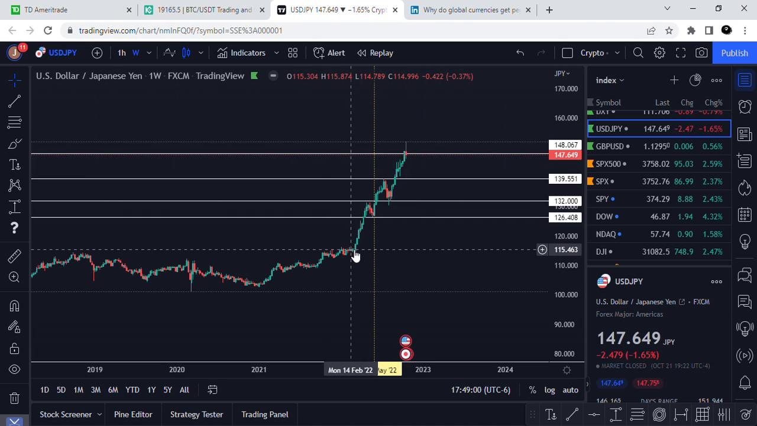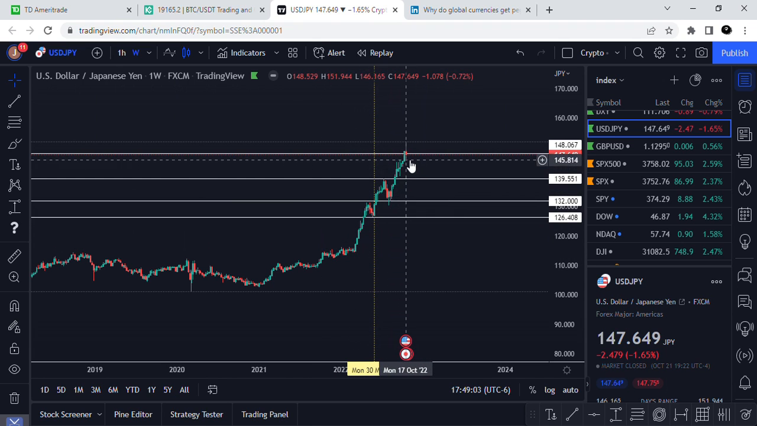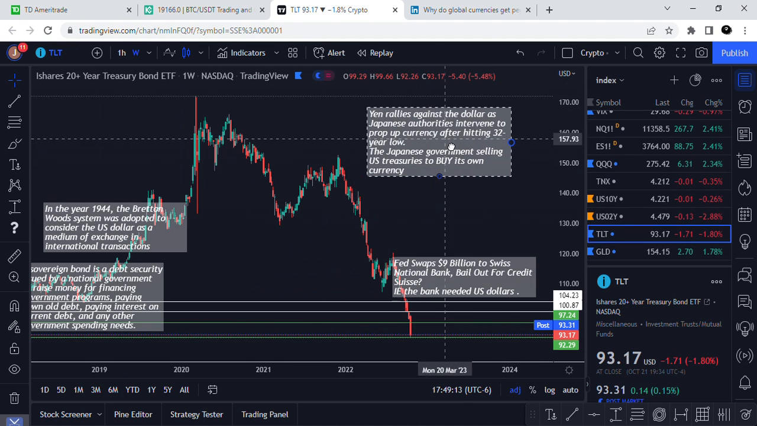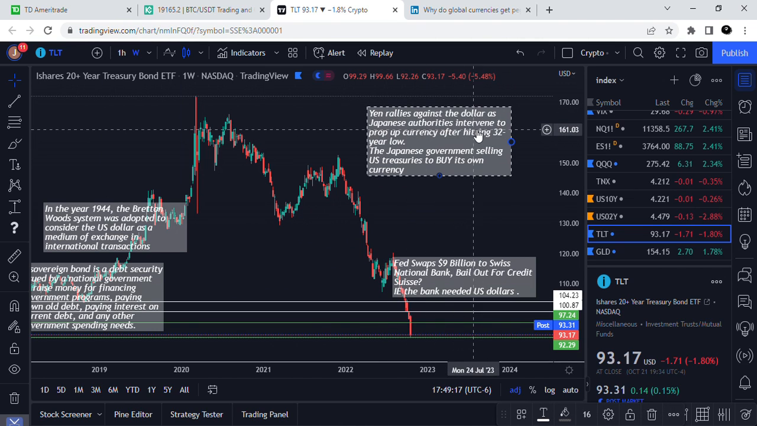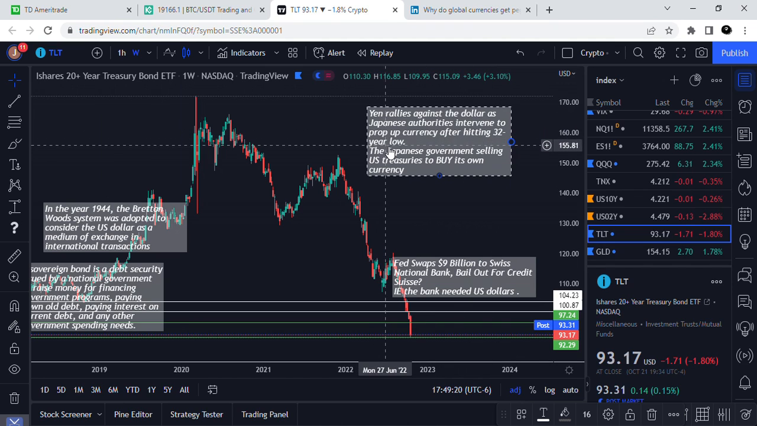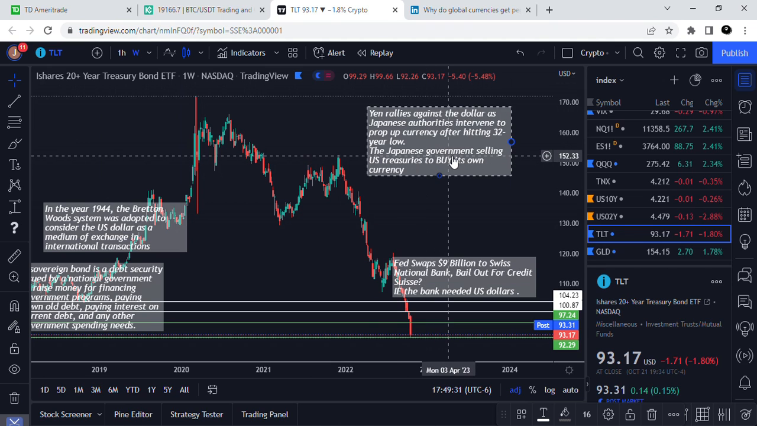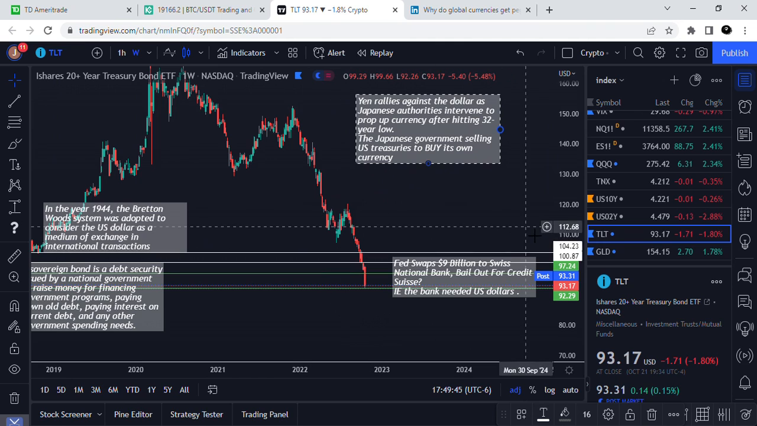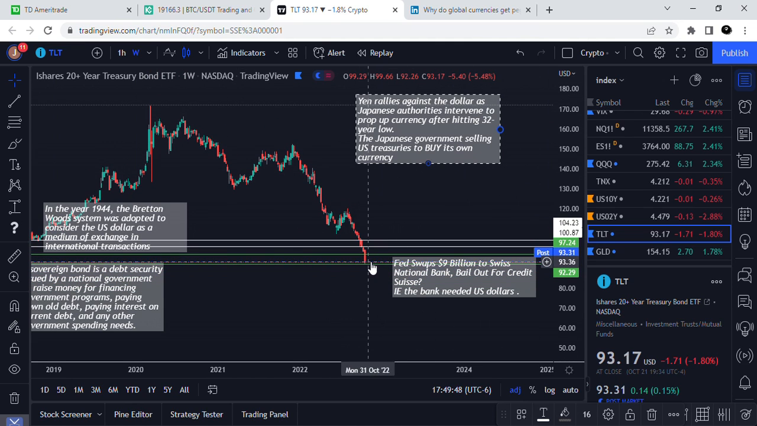And so you can see that this is moving up, right? We have this government intervention on the part of the Japanese government, which is causing this. The yen rallies against the dollar as the Japanese authorities intervene to prop up the currency after hitting a 32-year low. The Japanese government is selling U.S. treasuries to buy its own currency. So what you're seeing is the Japanese government is basically selling bonds, creating more supply. So TLT is coming down, in order to buy its own currency to prop it up, okay?